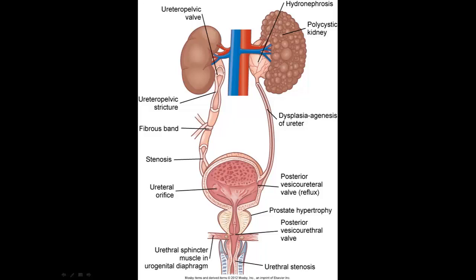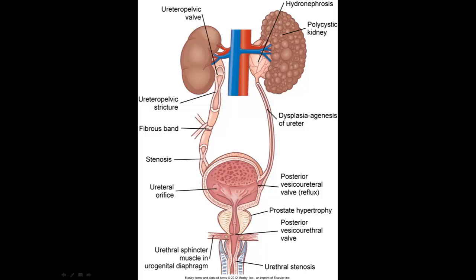We go down to the bottom on the left-hand side, and the urethral sphincter muscle could be overhypertrophied or something like that, causing too much pressure on the urethra and not allowing urine to be excreted. We can have urethral stenosis. The urethra itself can be stenotic, backing urine up into the bladder and then back into the kidneys. Over on the right hand side, going up from the bottom, we can have a posterior vesicourethral valve that is going to be hypertrophied, or it could be stenotic.